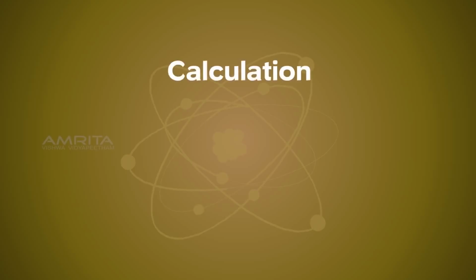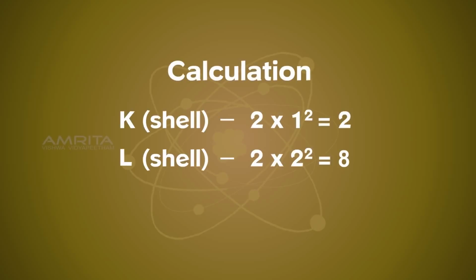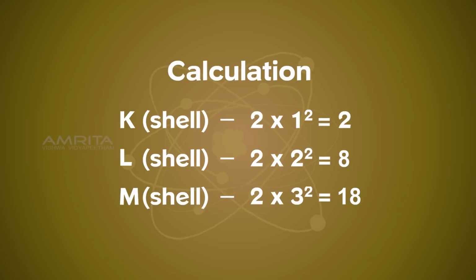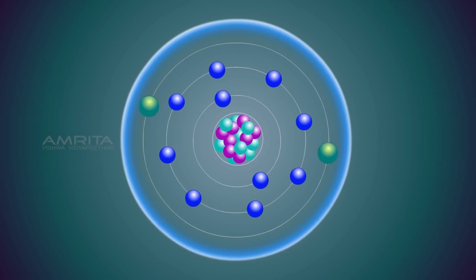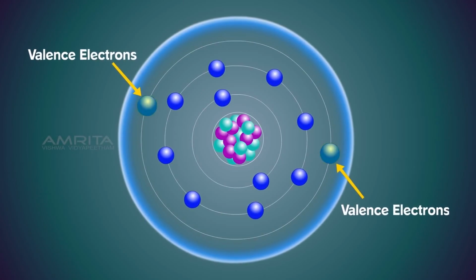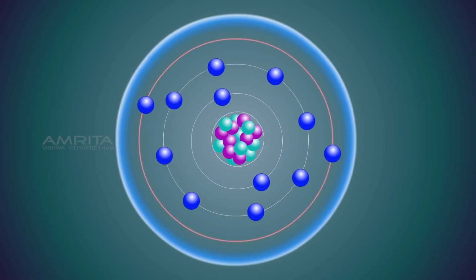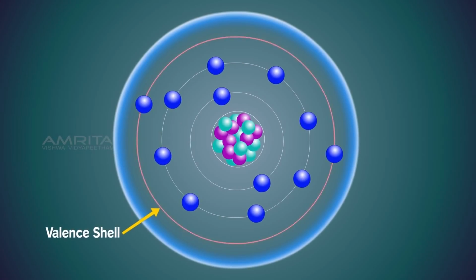The first orbit or K shell can have 2, the second orbit or L shell can have 8, and the M shell can have 18 electrons, etc. The electrons present in the outermost shell of an atom are called valence electrons, and the shell which valence electrons occupy is called the valence shell.